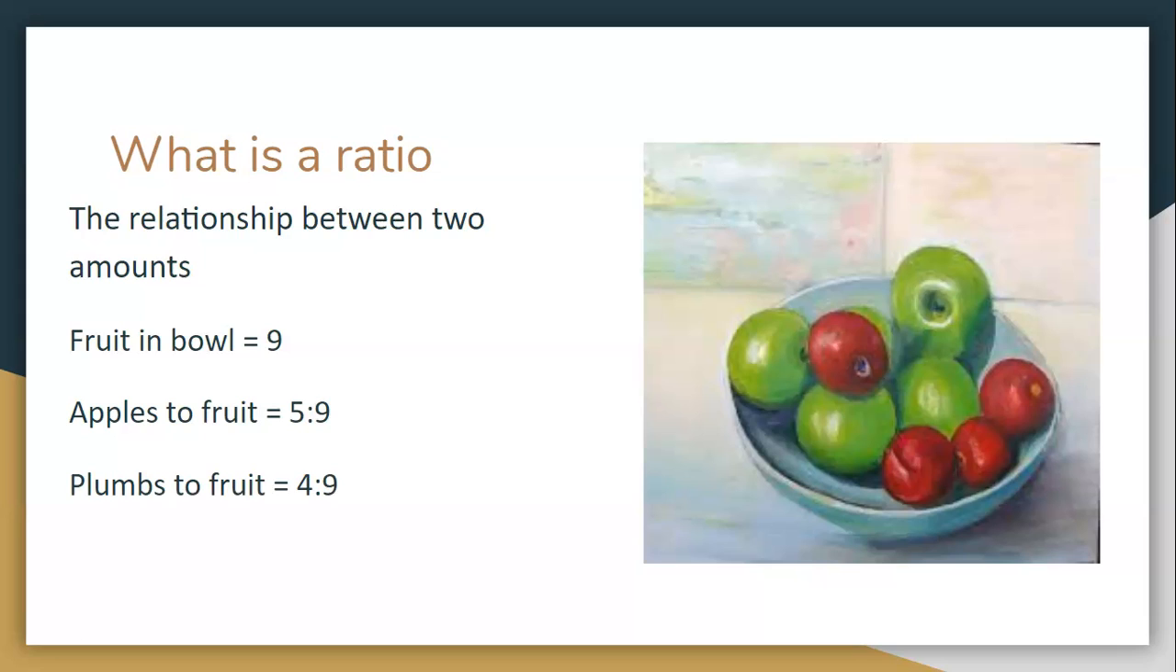Or plums. Well, if I count the plums, there's 4. So there's 4 plums for every 9 pieces of fruit in the bowl. And then now I can also compare the different fruits together. So apples to plums, right? I have 5 apples for every 4 plums. So you can see these ratios. Again, 4 quarters in a dollar is a ratio.